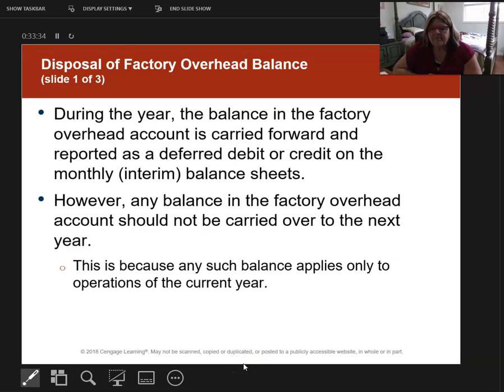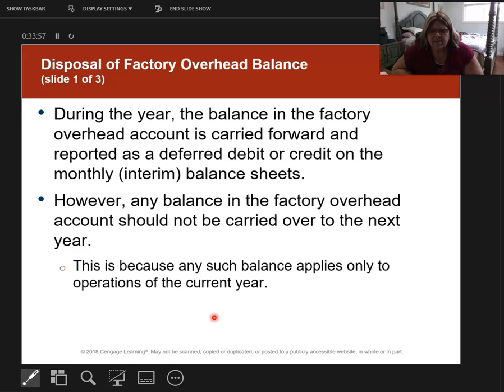Okay, so we're almost finished with chapter 2 or 16, depending on which version you have. And now we're going to continue talking about the disposal of that balance in the factory overhead. At the end of the year, you need to close your factory overhead balance. And it depends on whether it's debit or credit.